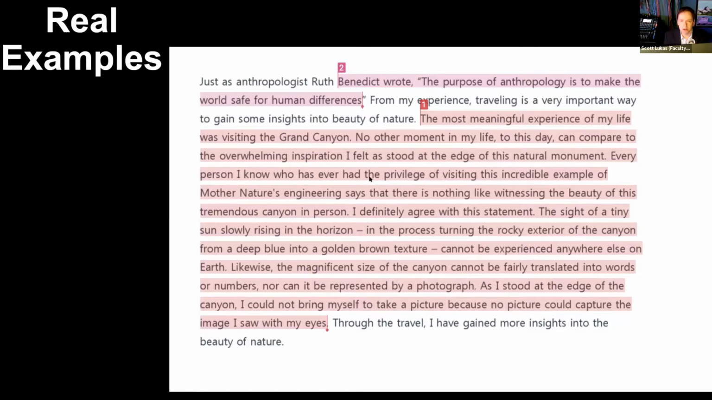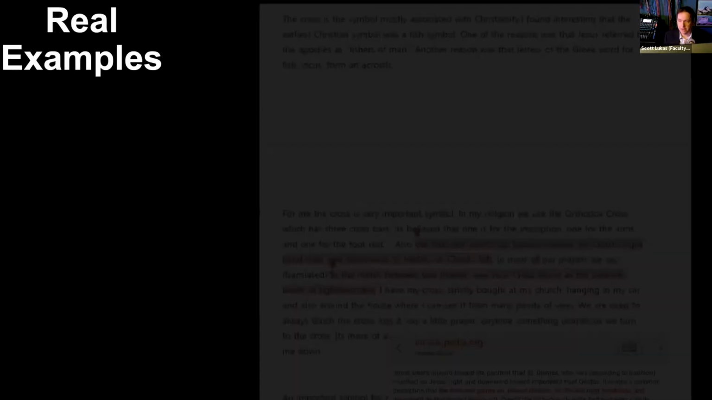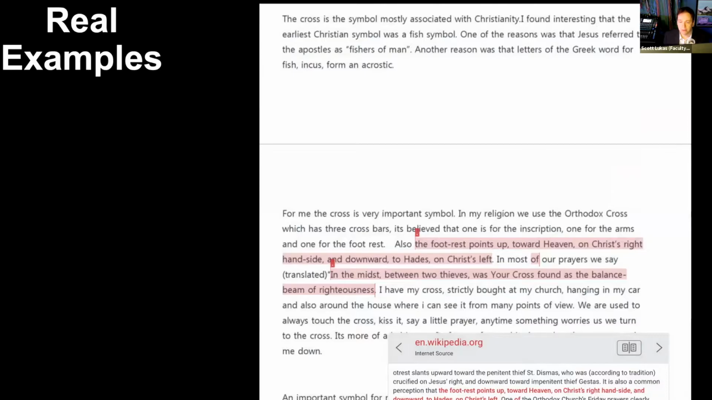It's not written in a way that is particularly verbose. Every person I know who's ever had the privilege of visiting this incredible example of Mother Nature's engineering says there's nothing like blah, blah, blah, witnessing the beauty. That doesn't really sound very technically written, so it doesn't seem like plagiarism. So the challenge of working with these kinds of narratives is that on the surface, because they're first person and not super verbose and don't have a lot of academic jargon, they don't seem like plagiarism. And that's a reminder that there's probably more of this going on than we realize.